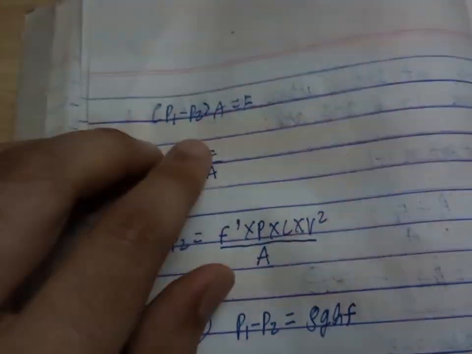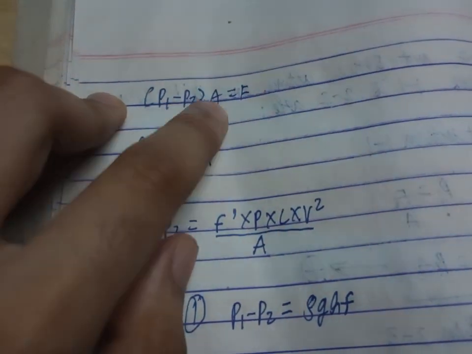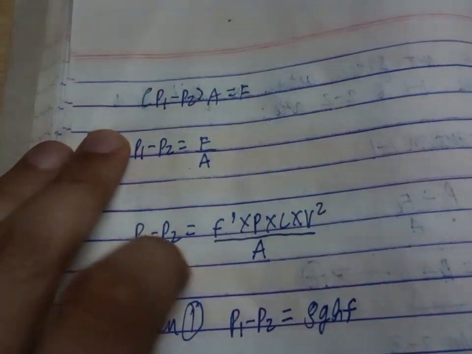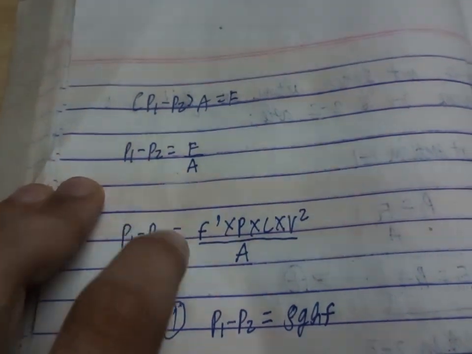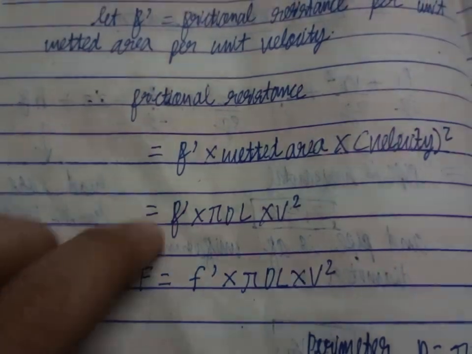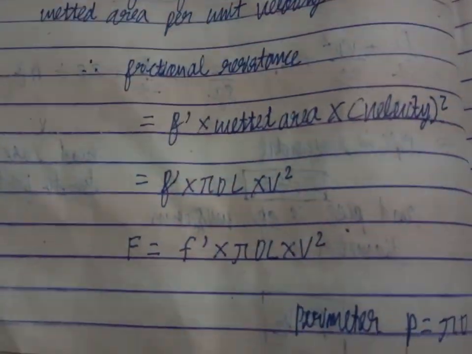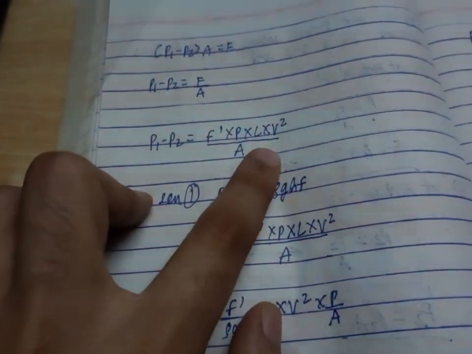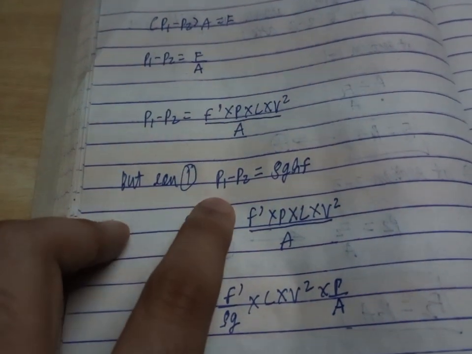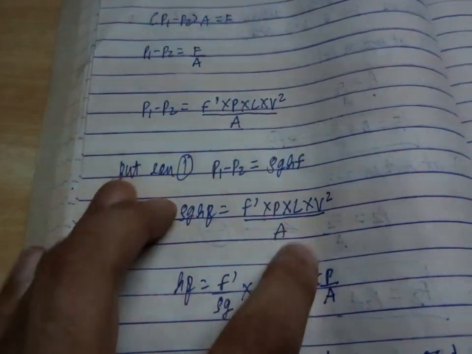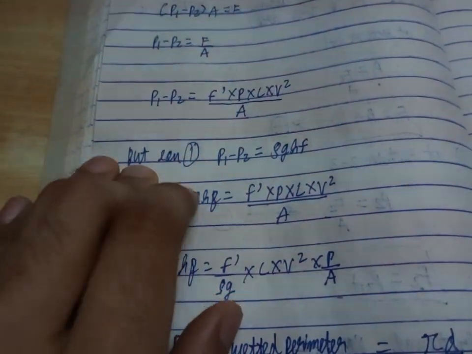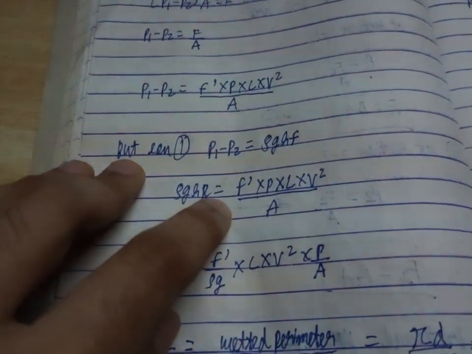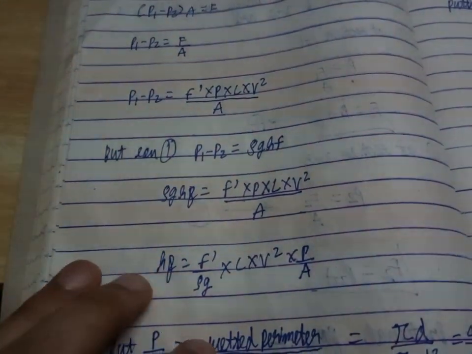From here we take A common in both of these. So (P1 minus P2) A is equal to F, and then we get P1 minus P2 is equal to F by A. Now from here, in the place of F, we put the frictional resistance. This is P1 minus P2 is equal to F dash into P into L into V square by A. And from equation 1 we get that P1 minus P2 is equal to rho g HF. So in place of P1 minus P2 we write rho g HF. So rho g HF is equal to F dash into P into L into V square by A.